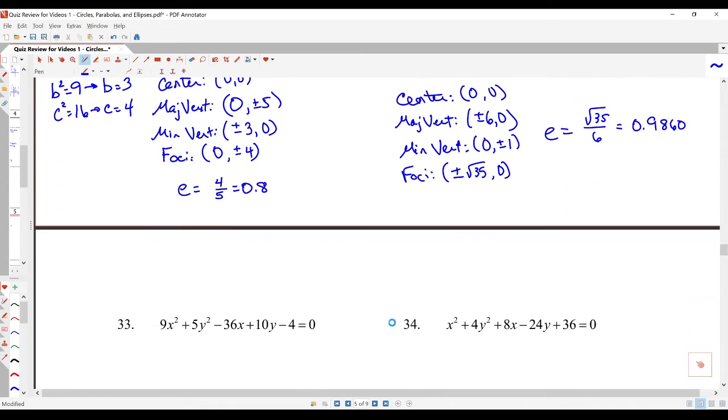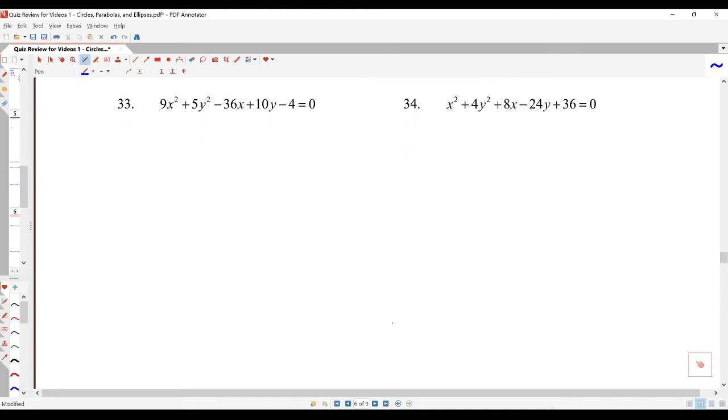All right, let's finish with numbers 33 and 34. A little bit more complicated here. Here we're going to actually shift the center away from the origin, plus we're given this longer equation that we're going to need to work with. So we're going to start by grouping our x terms, grouping our y terms, and moving the constant to the other side.